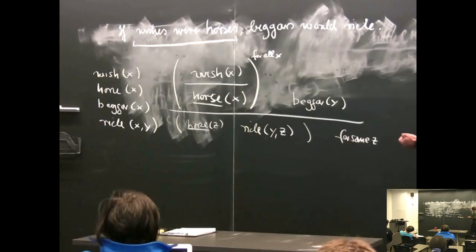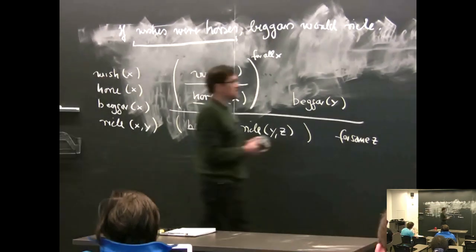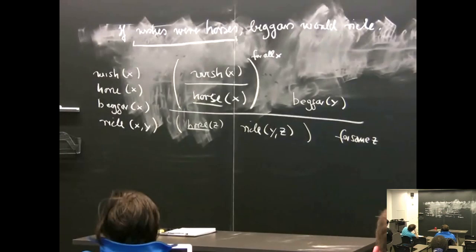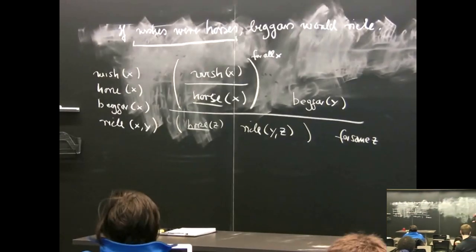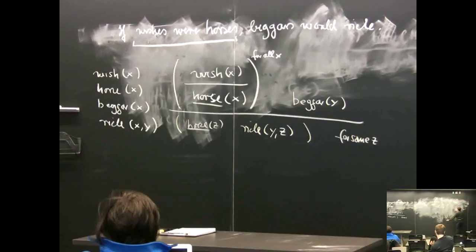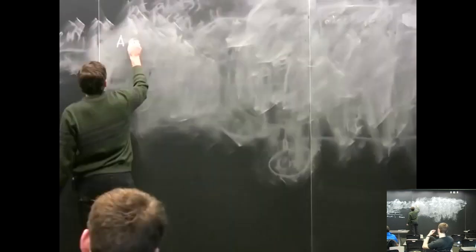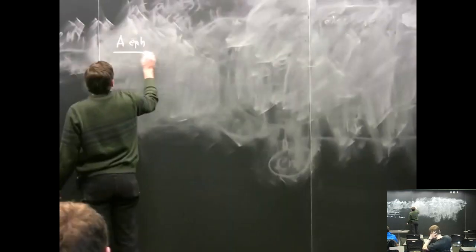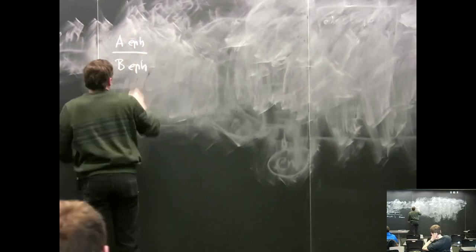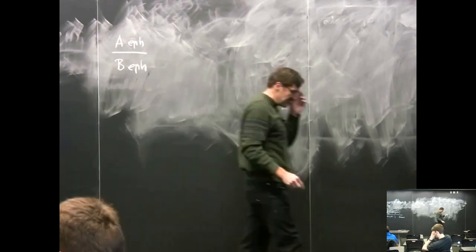Okay, so let's start thinking about how to do that. How do we turn inference rules into propositions? Okay, so let's take a very simple inference rule. Let me just say A ephemeral goes to B ephemeral. Okay, and I want to express that rule in itself as a proposition.